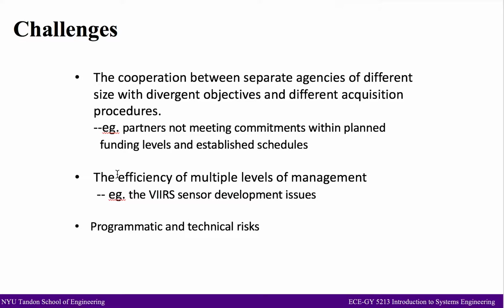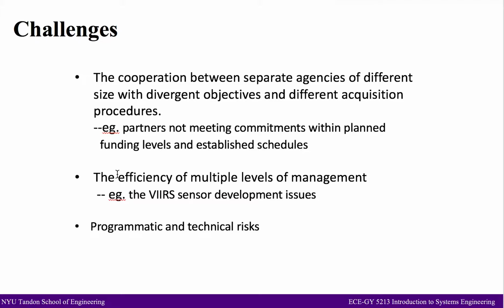The next challenge is the efficiency of the multiple levels of management. Sometimes one subcontractor creates some problems, but the upper level, the primary contractors, cannot realize that, and when they realize it, it is too late to make some adjustment or correct their behaviors, so it also costs some money. The last challenge is the newest challenge I found when I explored the final report.